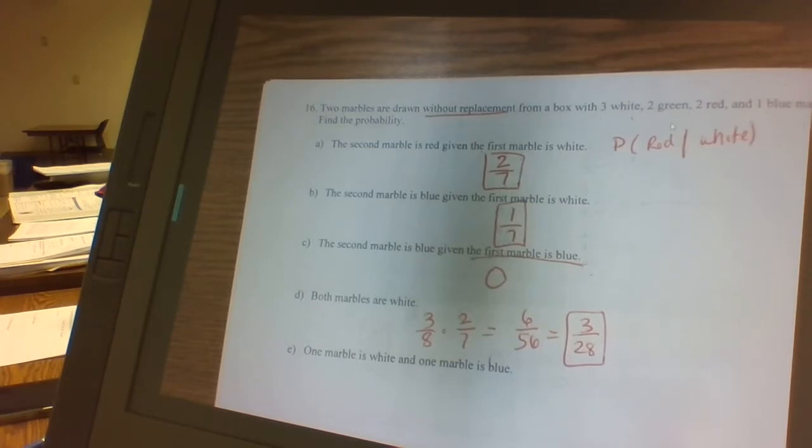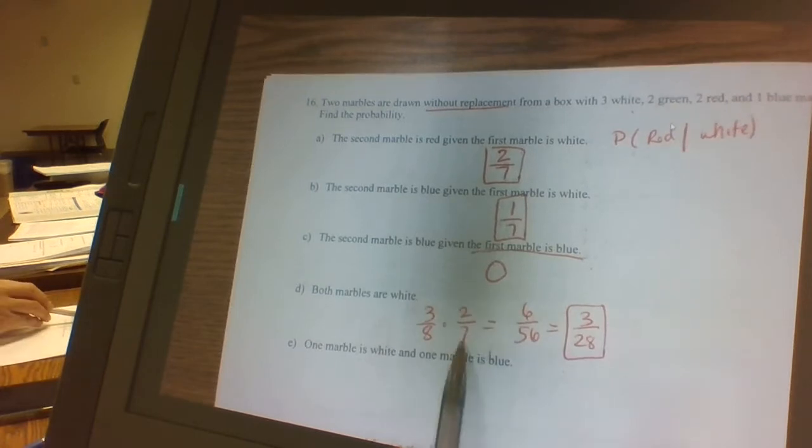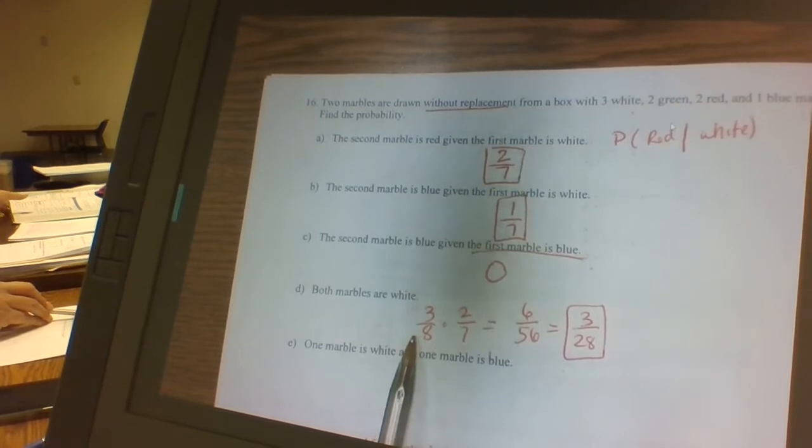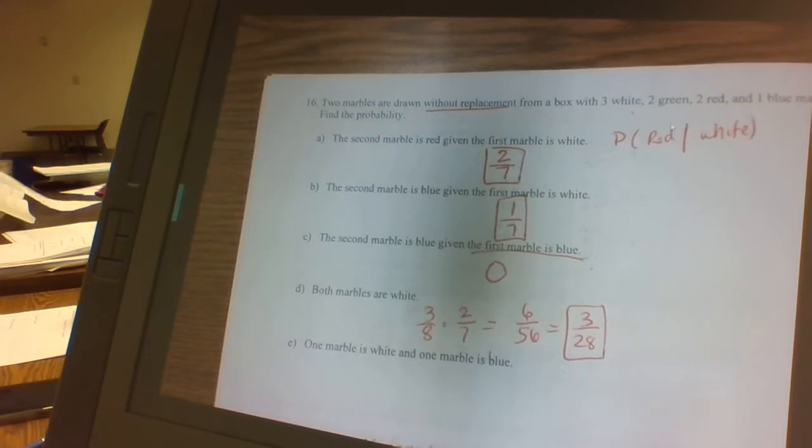So how did you get the second one? You got 2/7 because you already took out 1 from the white, and there's only 2 left that are white, out of the 7 remaining.